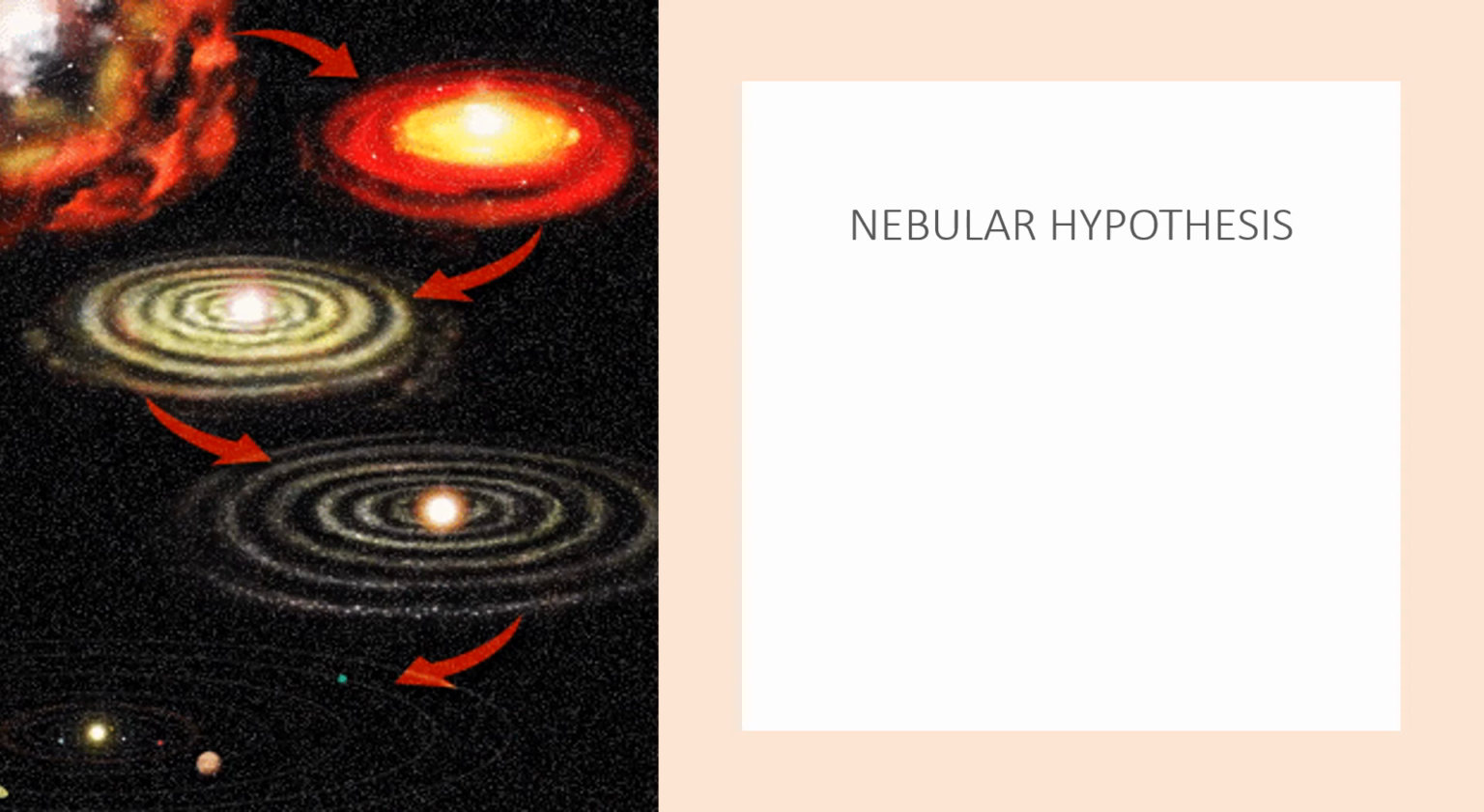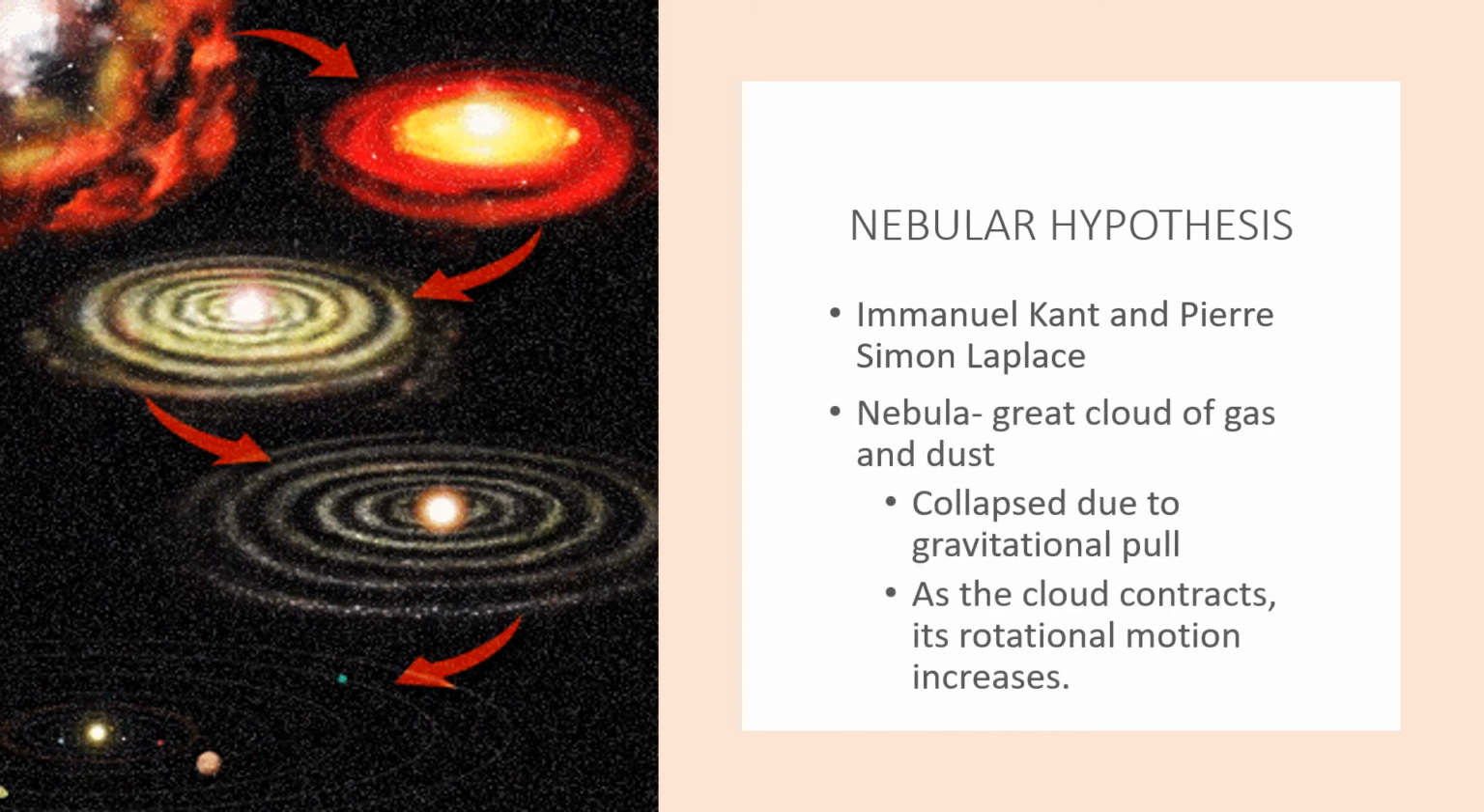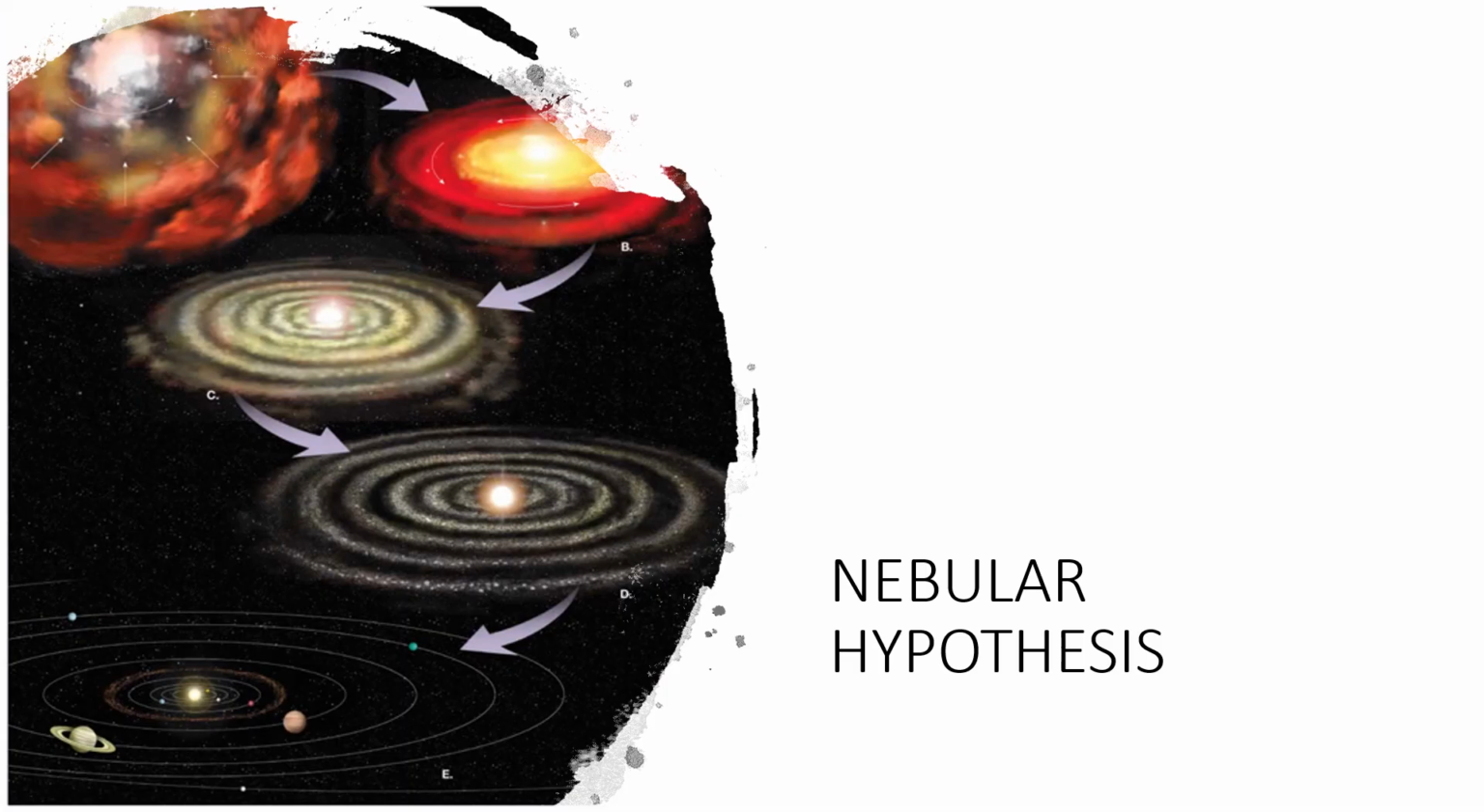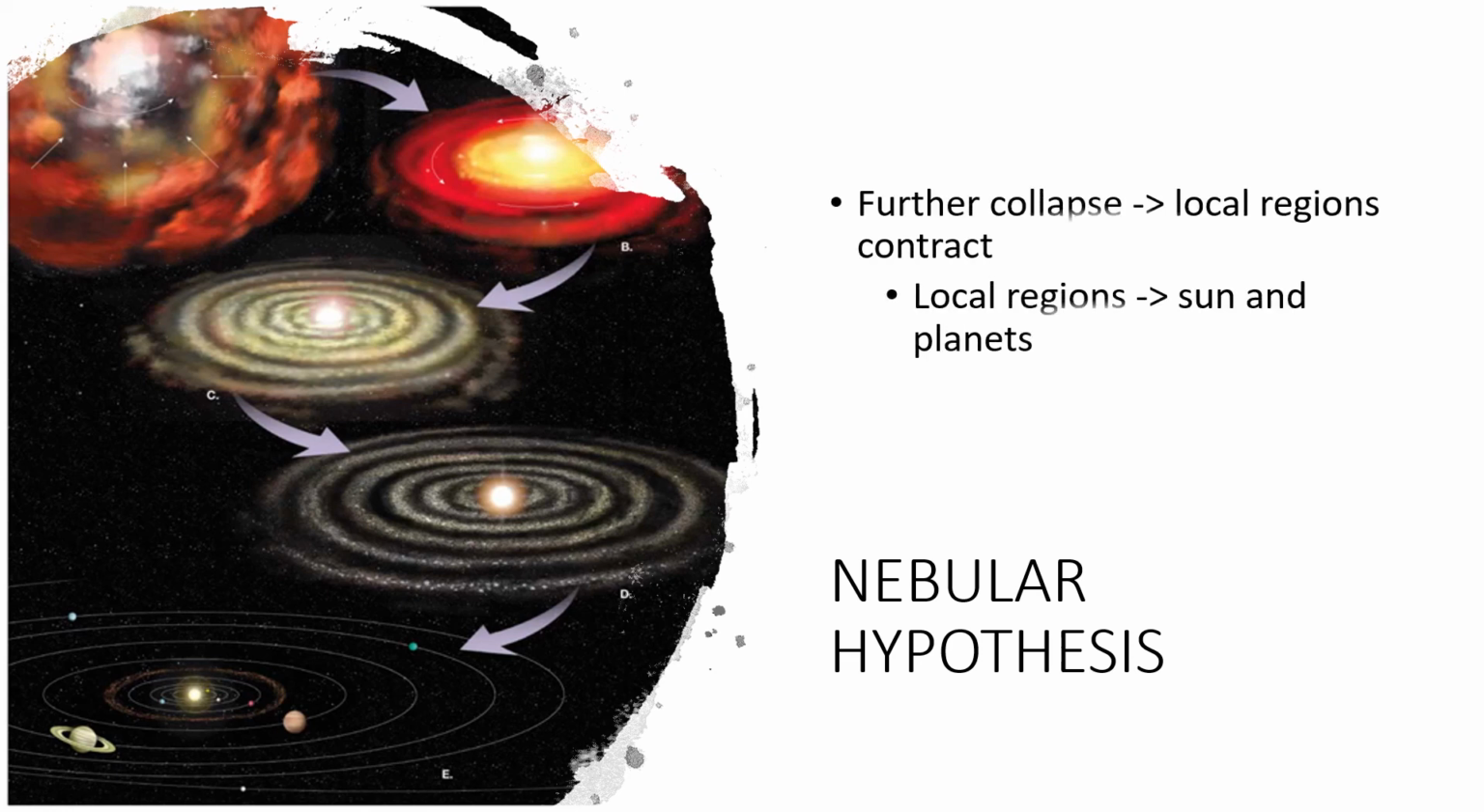Next we have the nebular hypothesis, which was proposed by Immanuel Kant and Pierre-Simon Laplace. They proposed that a great cloud of gas and dust called the nebula collapsed because of gravitational pull. As the cloud contracts, its rotational motion increases. As the nebula collapses further, local regions contract on their own due to gravity, and these local regions became the sun and the planets.